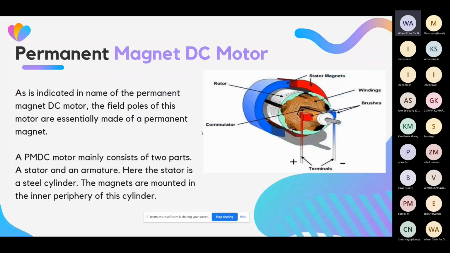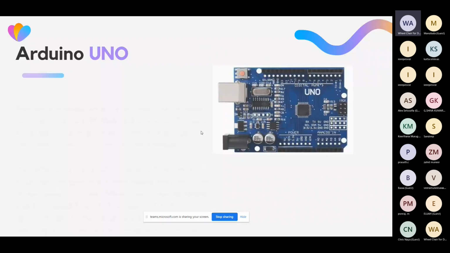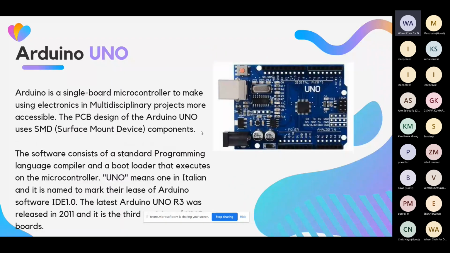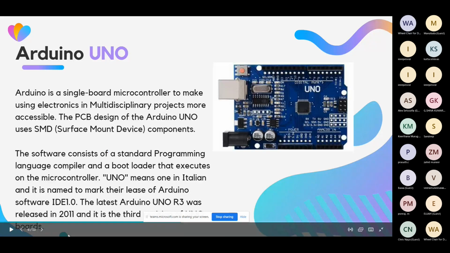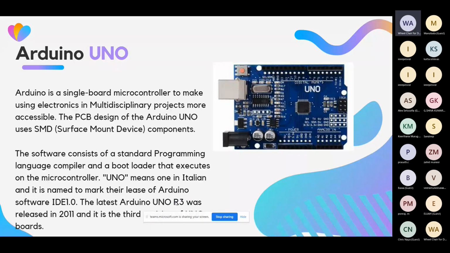And the next that we have used is Arduino Uno. For our project, Arduino Uno is the main brain of our project. Arduino Uno is a microcontroller which is used in electronic projects to do the tasks which are provided by a code that have to be done. And the latest version of Arduino Uno was released in 2011.